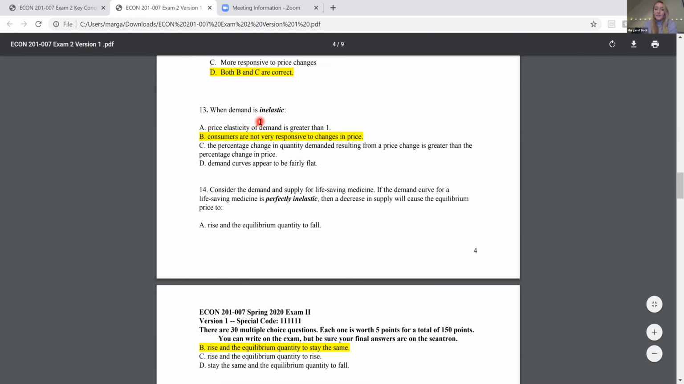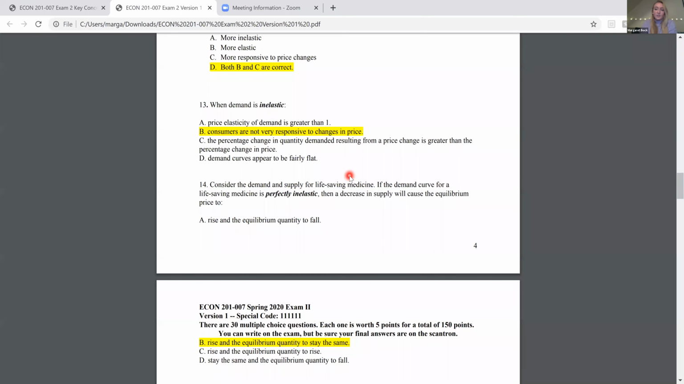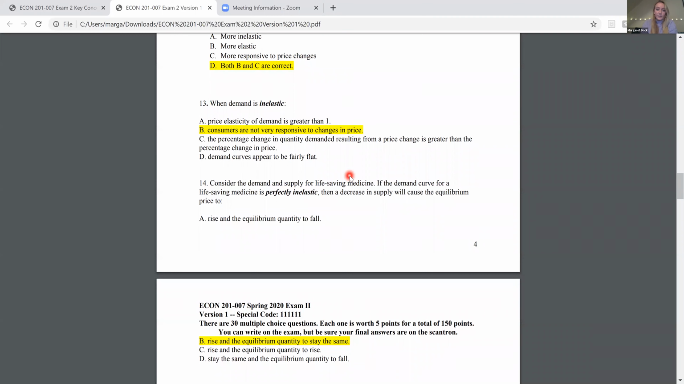When demand is inelastic, so inelastic is the opposite of elastic. So elastic, people can be really flexible and change their behavior, not buy as much if the price goes up. Inelastic, people are kind of stuck, or they can't be as flexible if there are price changes. So correct answer here, when demand is inelastic, consumers are not very responsive to changes in the price. So again, that's just knowing the definition of inelastic.